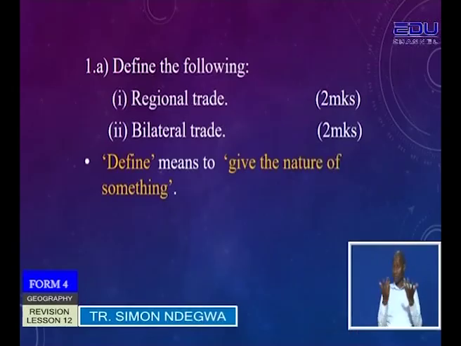Now, when you look at this question, we start by looking at the terms used. The first term we have here is define. When you think about define, we are simply giving the nature of something. In this case, learner, we are giving the nature of regional trade and the nature of bilateral trade so that we can understand.